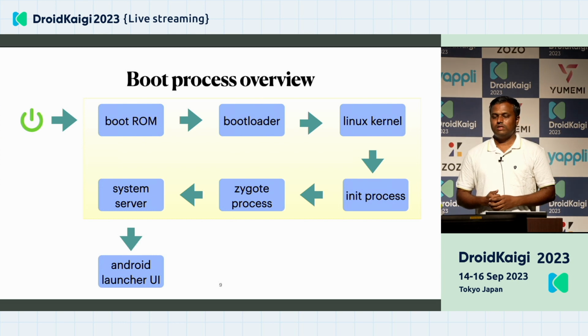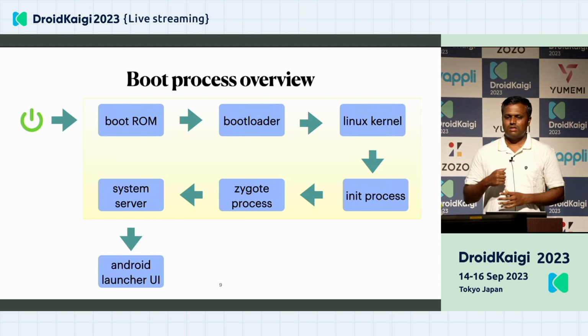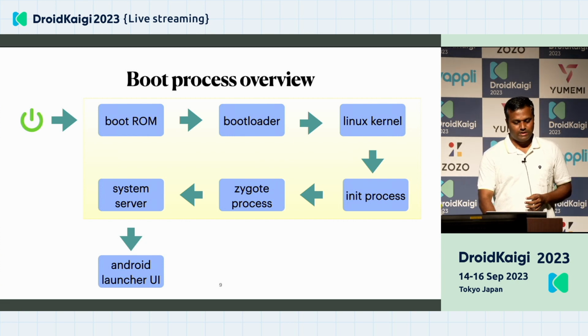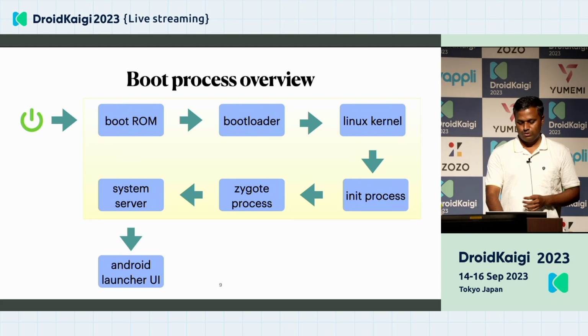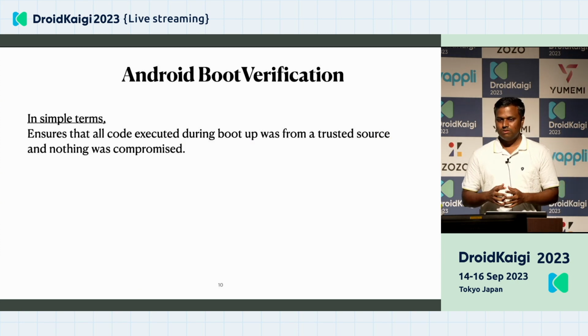The init process later starts the zygote process, which, as we all know, is the parent of all the application processes that we install on an Android device. And later it starts the system server, which is responsible for different things like the activity manager or network manager related stuff. And at the end, we see the Android launcher UI. So this is all about the Android boot system. Then what is Android boot verification?